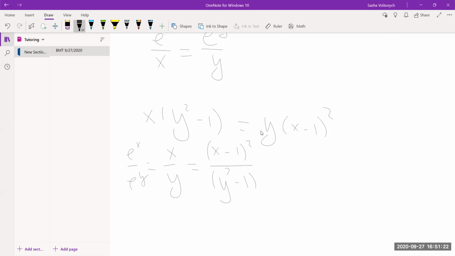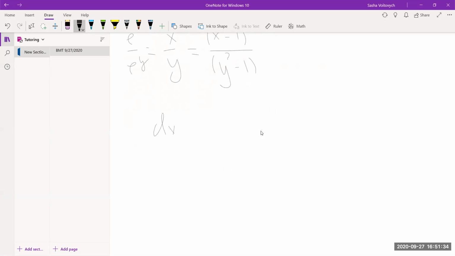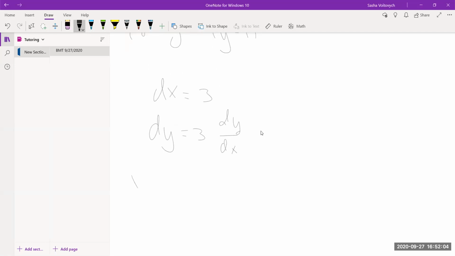So is that clear why finding a velocity will give us the desired answer? Because if we find a derivative dy over dx, and we know that the velocity component over the x-axis is 3, then the total velocity will be, so dy will be 3 times dy over dx.